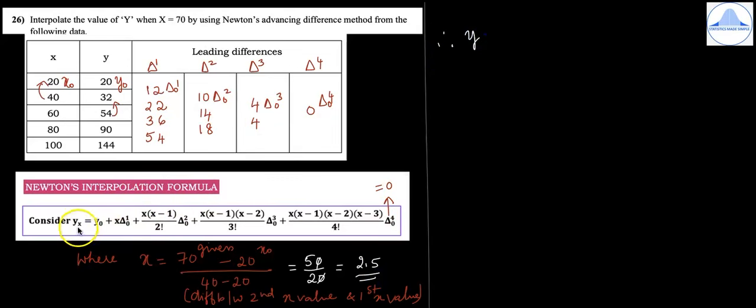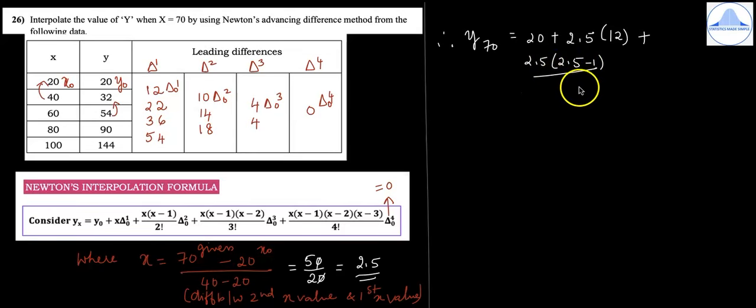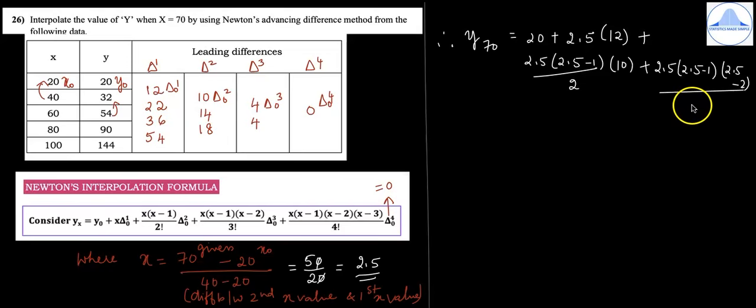So now let us substitute in Newton's forward interpolation formula. Therefore y, in place of this x, you have to put 70, which is equal to, substitute y naught is 20 plus 2.5 into 12 plus 2.5 into 2.5 minus 1 by 2 factorial, which is 2, into 10 plus 2.5 into 2.5 minus 1 into 2.5 minus 2 divided by 3 factorial, which is 6, and the numerator will be multiplied by 4, plus the last term will be 0.